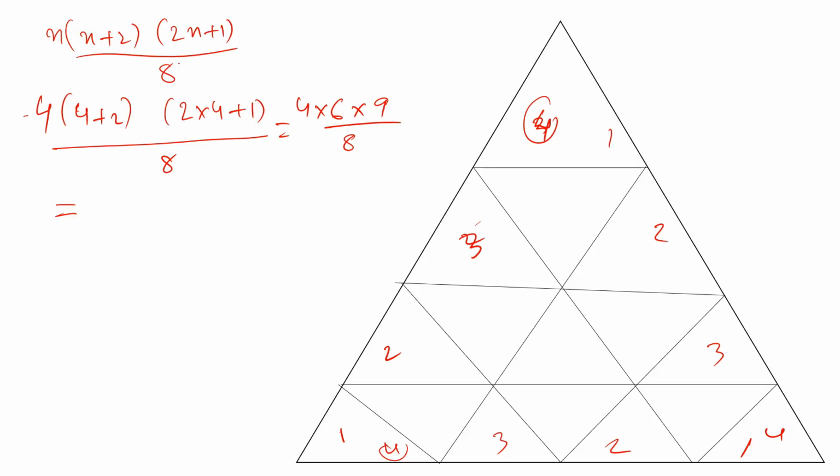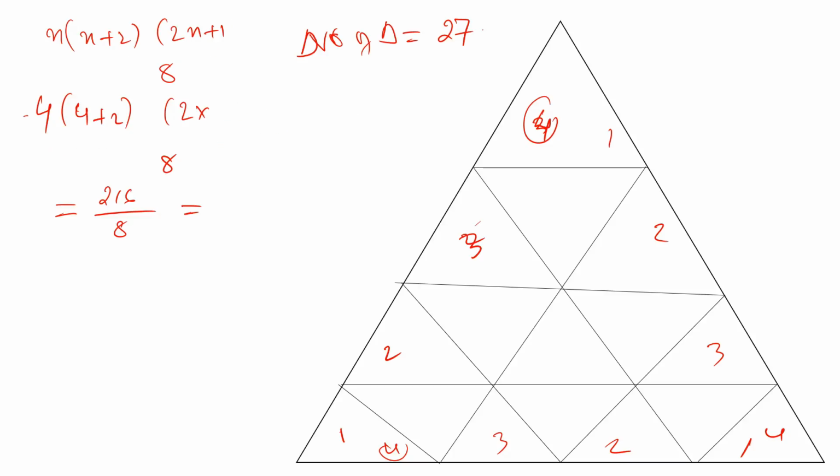4 multiplied by 6 equals 24. 24 multiplied by 9 equals 216, divided by 8, which is equal to 27. So the number of triangles in this figure is 27 if we use the formula. And if we use another formula for calculating, we'll see.